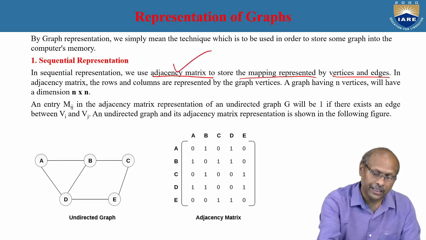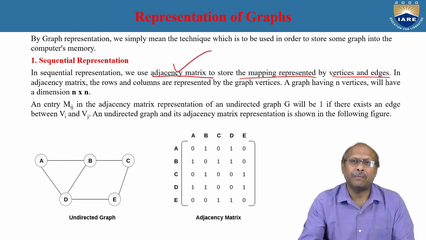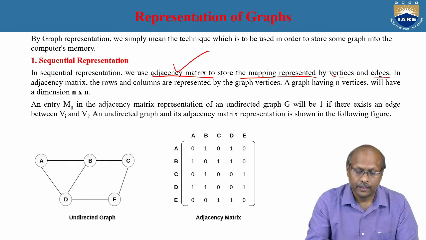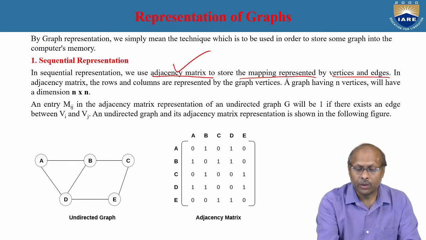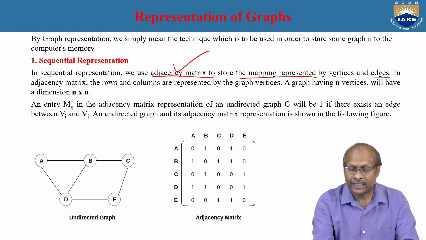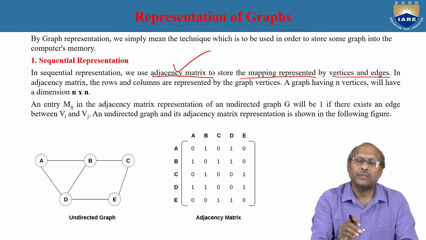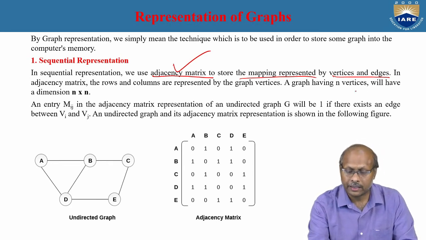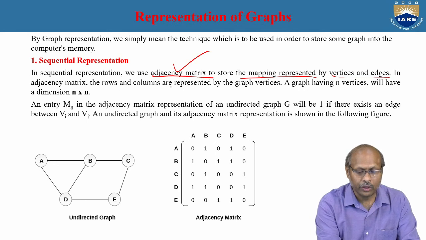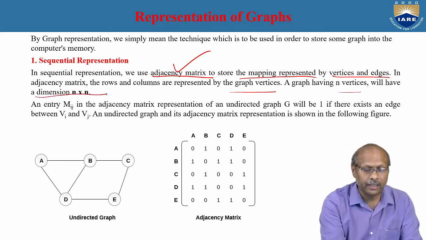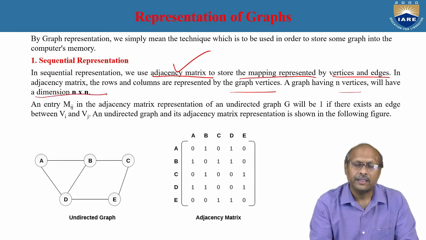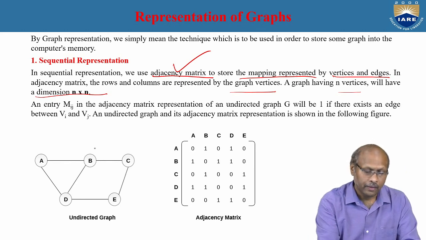So, first mechanism is adjacency matrix. The name indicates matrix. Matrix means it is a two-dimensional array. In a sequential representation, we use adjacency matrix to store mapping represented by vertices and edges. So, which nodes are connected to each other? All the details you have to store in an adjacency matrix. In adjacency matrix, the rows and columns are represented by graph vertices. A graph having n vertices will have dimension n by n. If there are n number of vertices, then the dimension will be n by n.